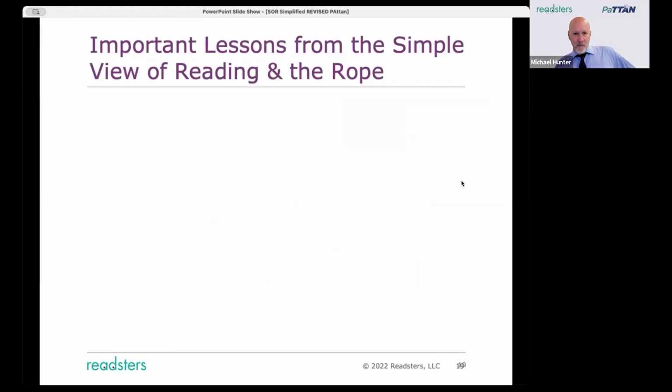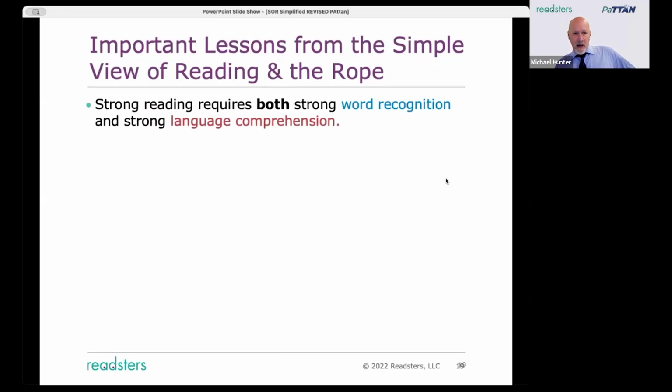So let's boil down some important lessons from both the Simple View and the rope. I've said it before and I'll say it again. Strong reading requires both strong word recognition and strong language comprehension. The one cannot make up for the other. Both have to be equally strong.